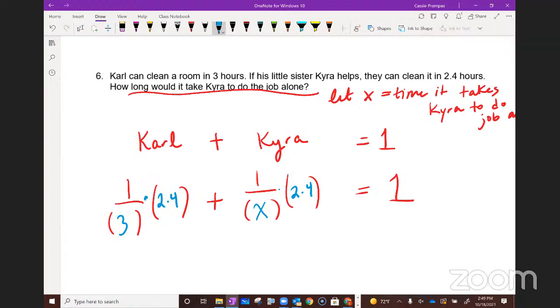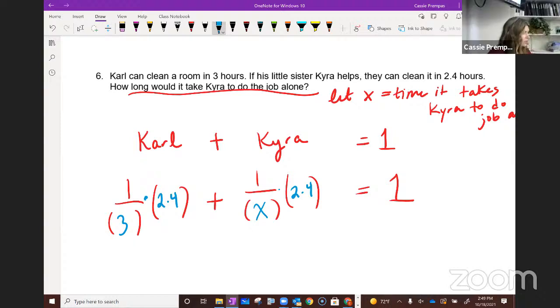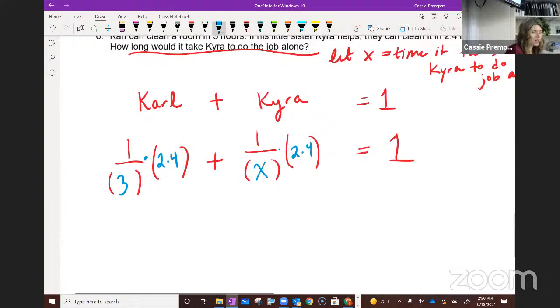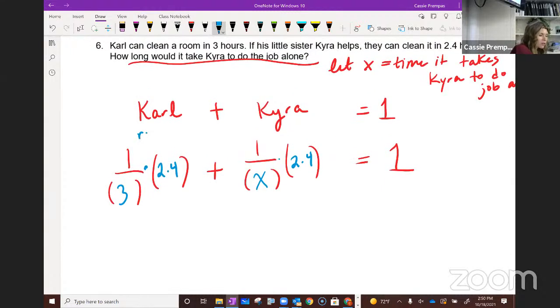All right, guys, let's take a look. You should have 3 in the first denominator multiplied by 2.4. And then you should have X in the second denominator multiplied by 2.4. If you had those pieces in, you had it correct. Zinnia. On the bottom, I'm not done. This was time. So I'm taking Carl's rate times his time worked and Kira's rate times her time worked to equal the whole job, which is one whole job.